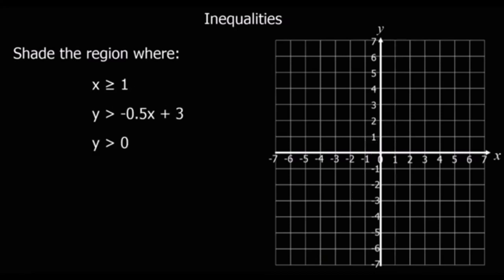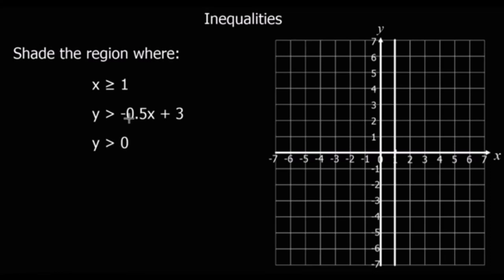Let's look at another one. So shade the region where x is bigger or equal to 1. So again, that's this line here. I'm going to use a solid line this time because it can equal 1. So there's a solid line down there.